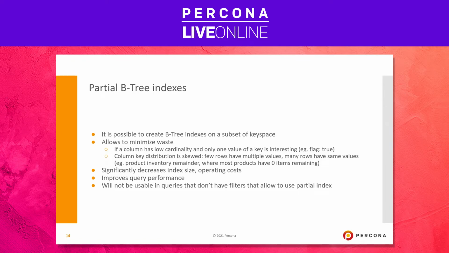Building partial B-tree indexes wherever possible significantly decreases the index size and takes down operating costs, and it can improve query performance quite a bit. Unfortunately, not every partial index is suitable for every query, so they are not really universal. You have to specify filters that can be guaranteed to use the partial index, and I will show that in a bit.